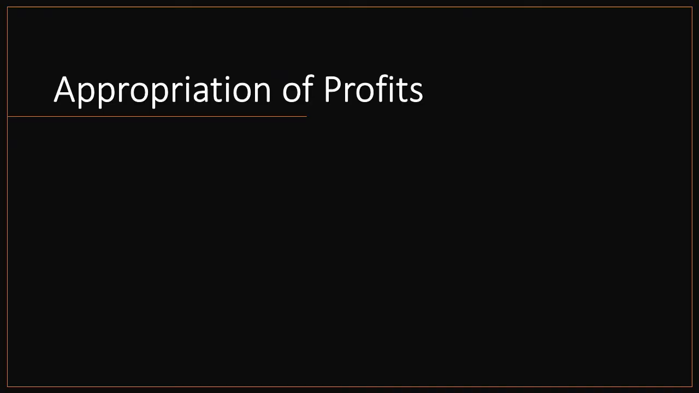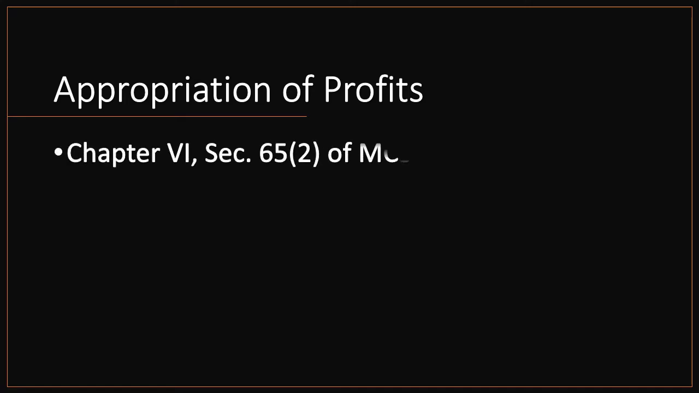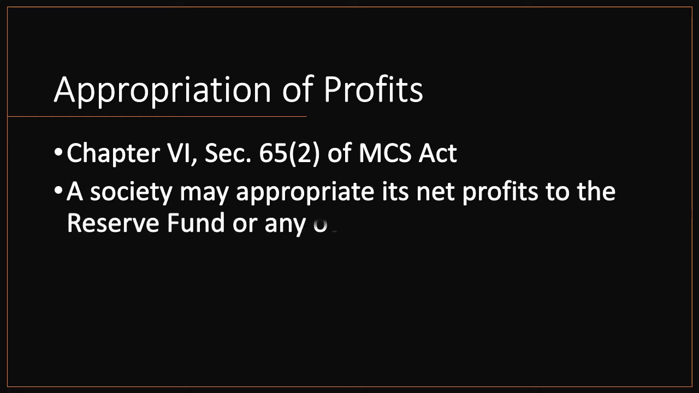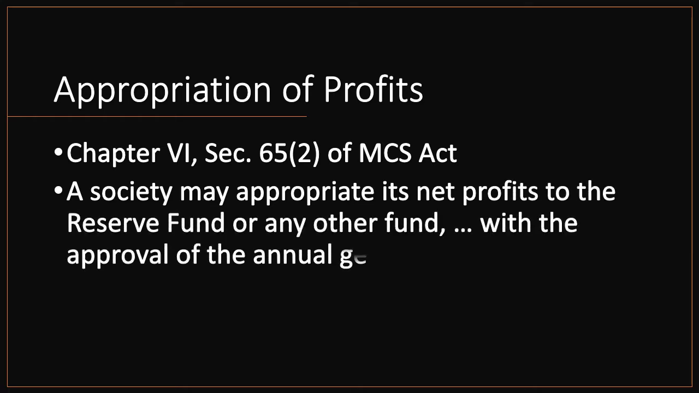Suppose we make a profit, in other words, our revenue or income was more than the expenditure. How do we appropriate that profit? How is that profit disposed of? Now that is described in Chapter 6, Section 65, Bracket 2 of the MCS Act. And a society may appropriate its net profits to the reserve fund or any other fund with the approval of the general body. So please note this, it can be appropriated to the reserve fund or any other fund provided we have the approval of the general body. The general body is the supreme decision-making body of the society.